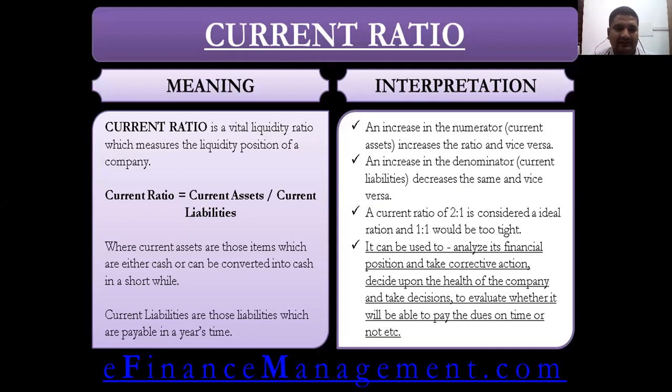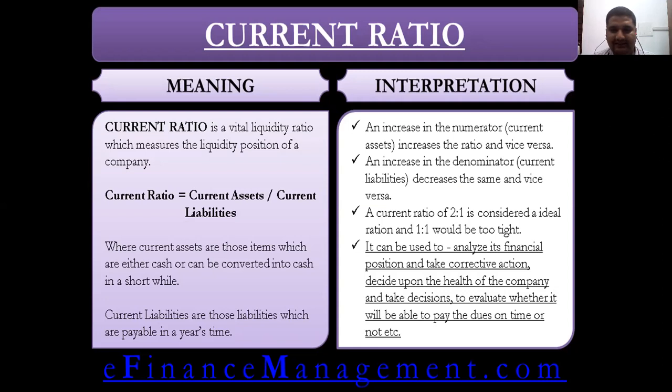The current ratio is a vital liquidity ratio which measures the liquidity position of the company. Current ratio equals current assets divided by current liabilities. The current assets are those items which are either cash or can be converted into cash in the short term, while current liabilities are those liabilities which are payable within a year's time.